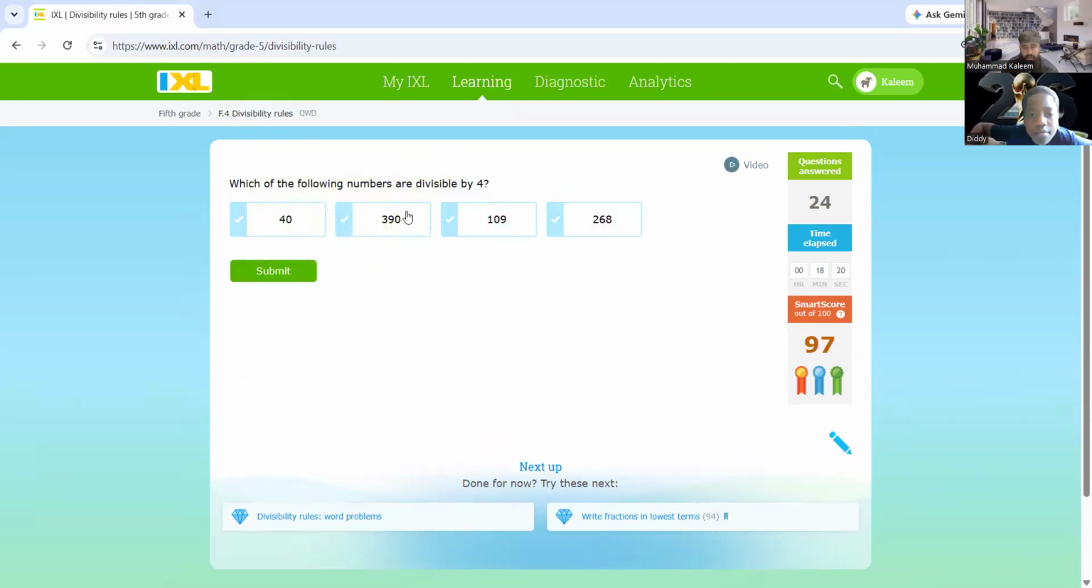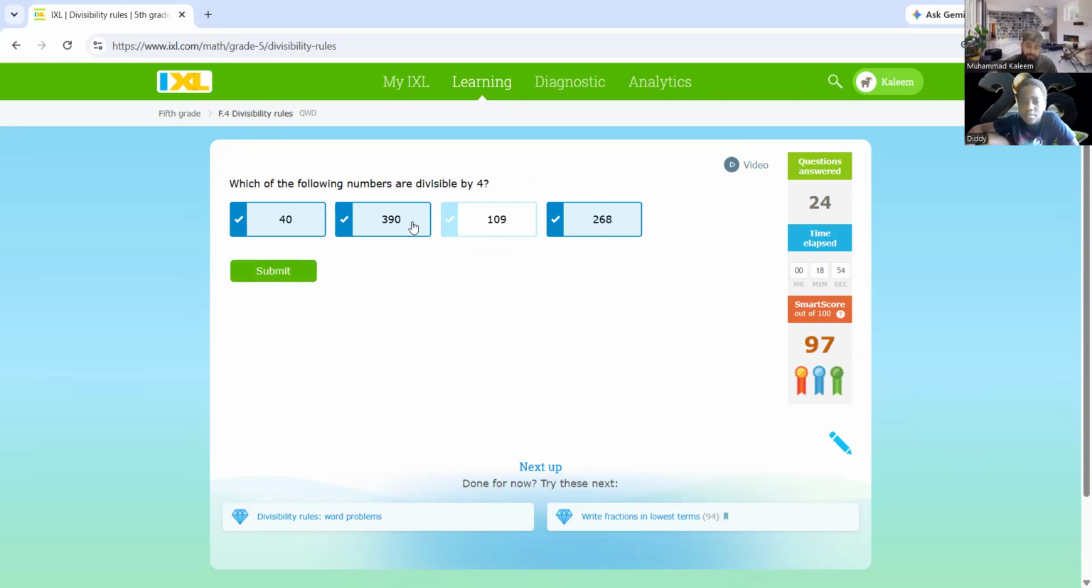What about 4? Wait, you select the last one. Yes, it is. Hold on, please. 390. I have a doubt on 390. 3 plus 9 is 12. Oh, for divisibility by 4, we don't have to do the addition of the digits. What did you say? 390 is not divisible by 4.